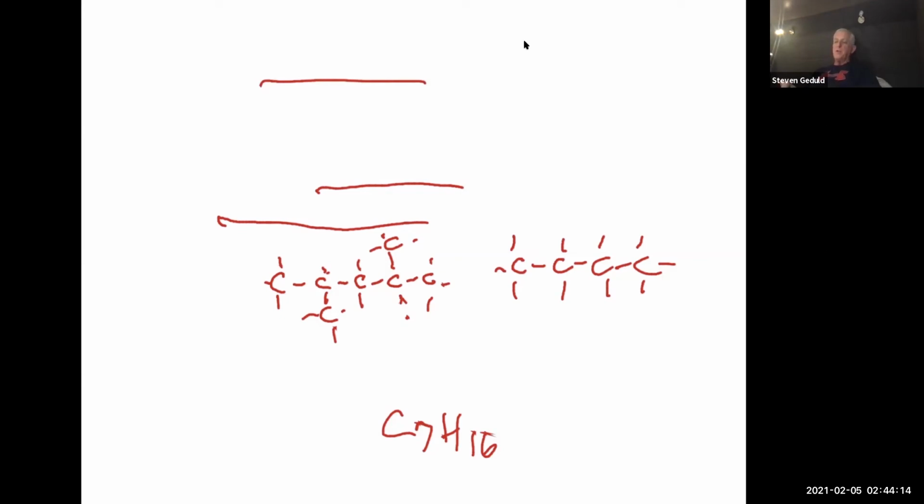If you have a substituted hydrocarbon, which means you're adding something, you're substituting one of the hydrogens. Put on a chlorine, put on an oxygen, put on a nitrogen. You're putting something in there that's going to replace one of the hydrogens. Now it's a substituted hydrocarbon. There's more than just carbon and hydrogen in it.